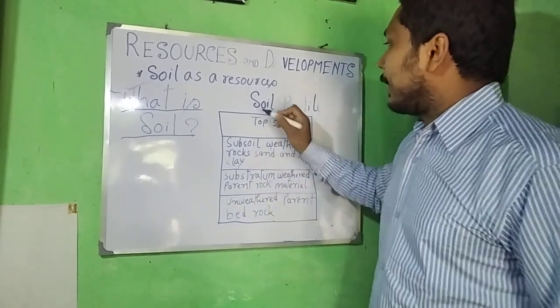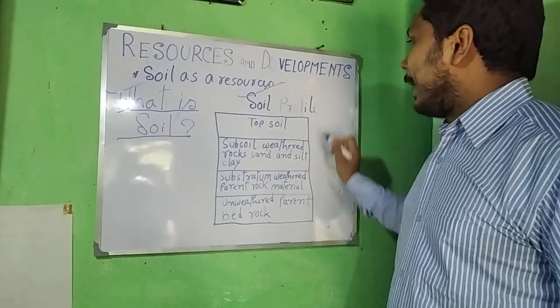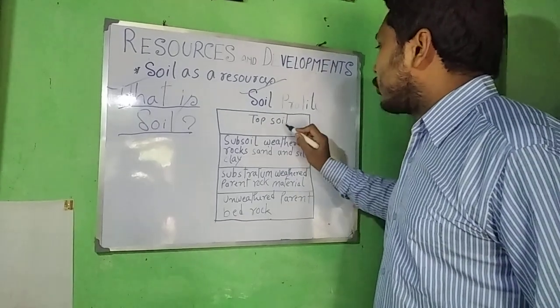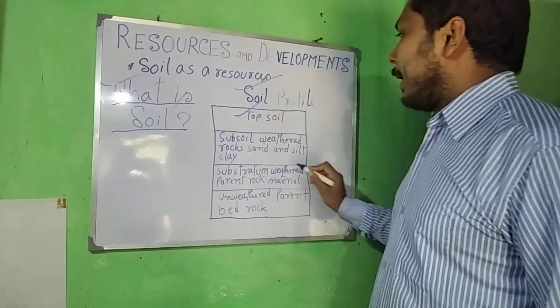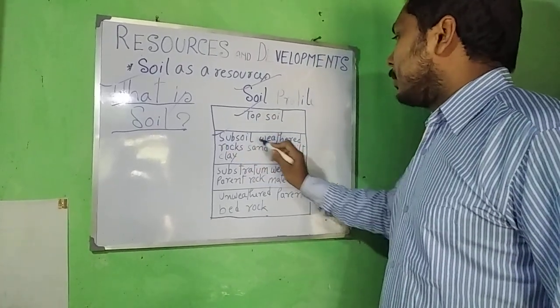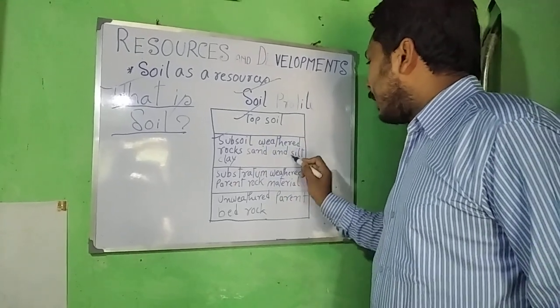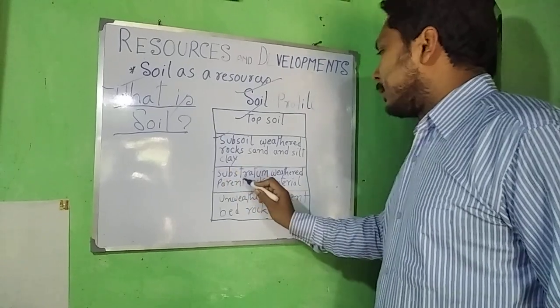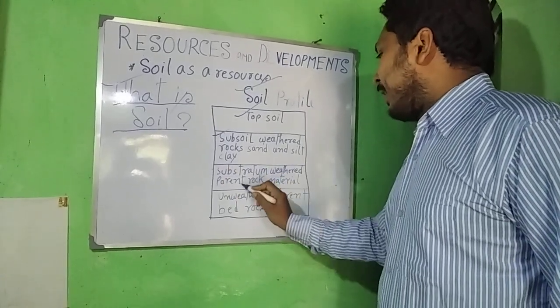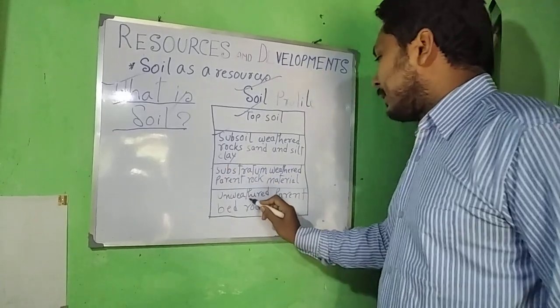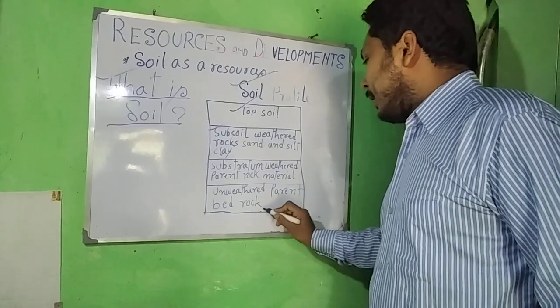Now the next topic is soil profile. In the soil profile, the first point is the topsoil. Second is the subsoil, weathered rocks, sand and silt clay. The third is substratum, weathered barren rock material, and the fourth is unweathered barren bedrock.